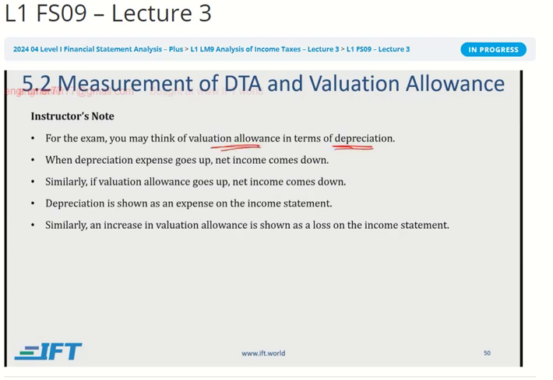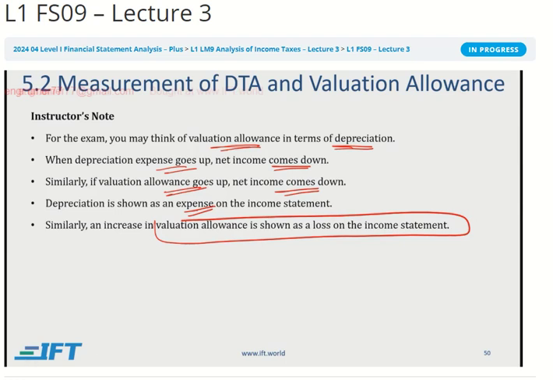So you can think of it in terms of depreciation, that when the expense is there, income is down, right? So similarly, when valuation allowance goes up, income is down, and it is shown as an expense. So depreciation is shown as an expense. However, valuation allowance is shown as a loss on the income statement.